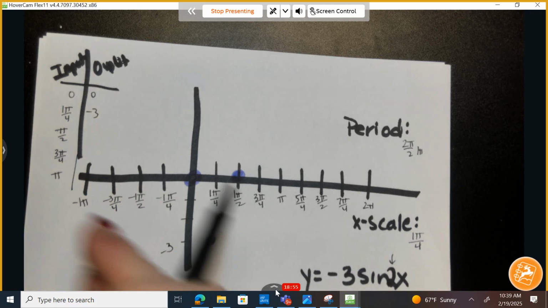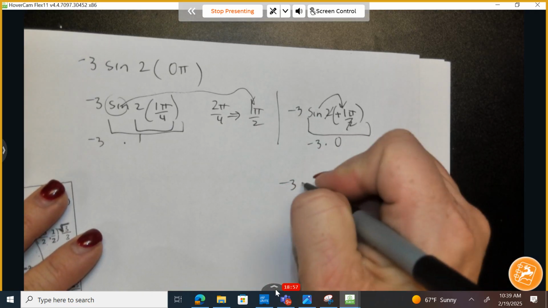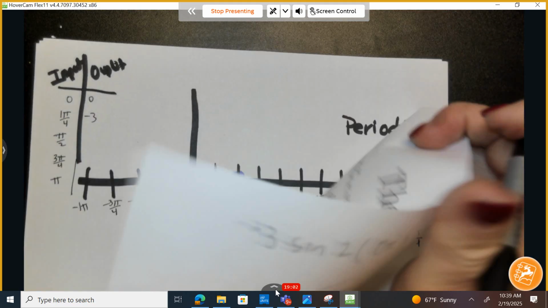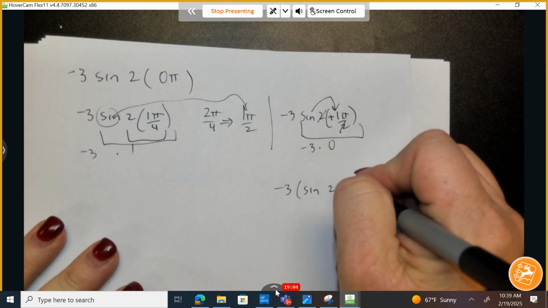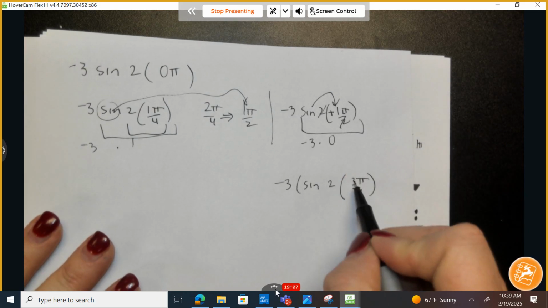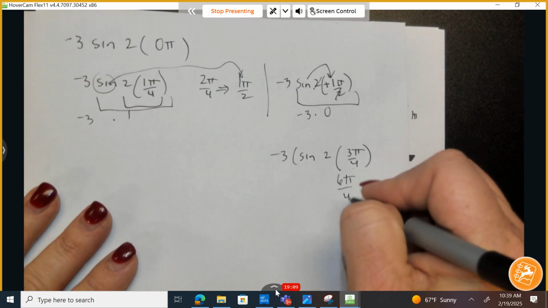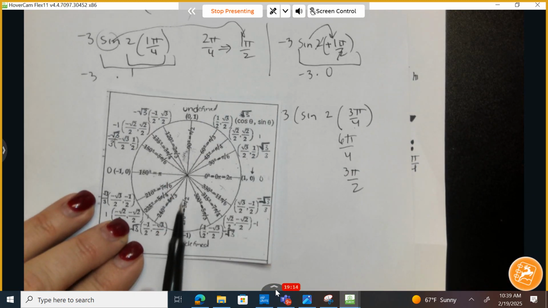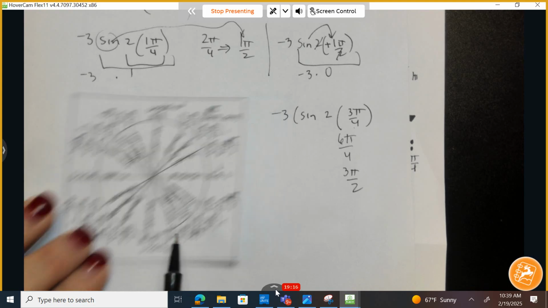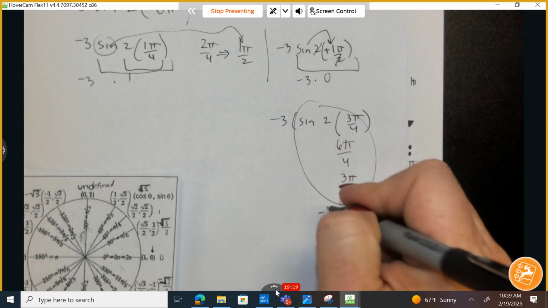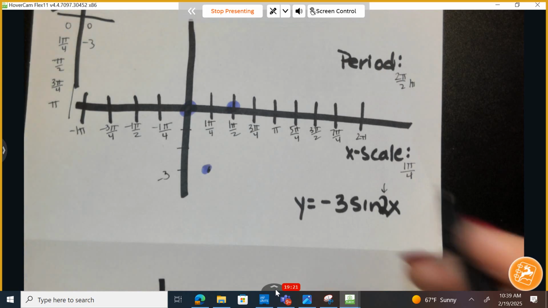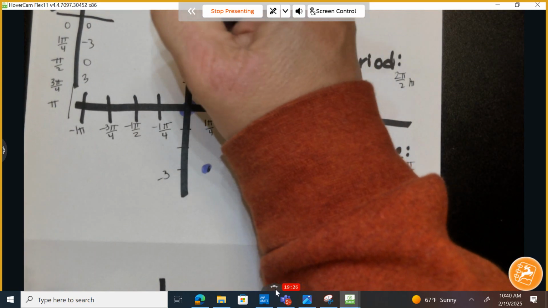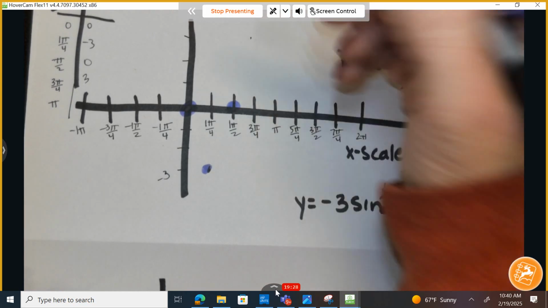I'm going to do 3 pi now. So now I have negative 3 times the sine of 2 times, and again I'm going to go to the next input, which is 3 pi over 4. I get 6 pi over 4. Well, 6 pi over 4 reduces to 3 pi over 2. Here's 3 pi over 2. And at sine we have negative 1. So this equals negative 1. Negative 1 times negative 3 is positive 3. So here, I'm up to positive 3, right up here.